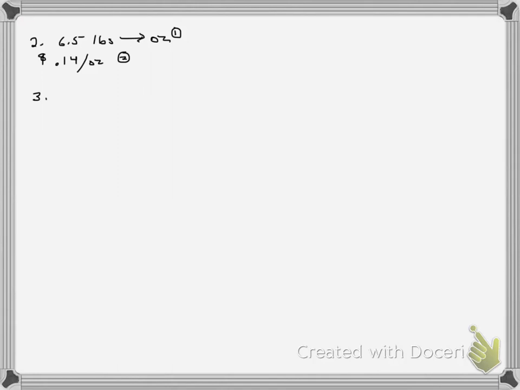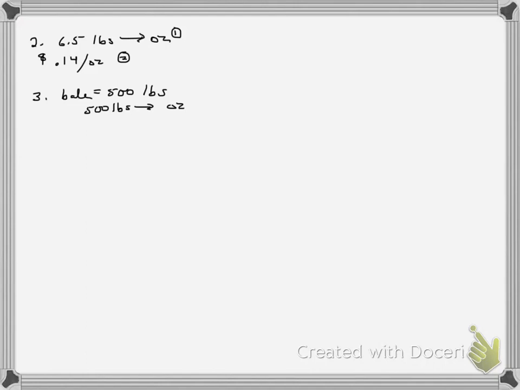Number 3 has 2 individual questions. It says a bale of cotton is 500 pounds. So there's a new conversion factor for you: 1 bale is 500 pounds. So how many ounces is a bale? Well, if it's 500 pounds, how many ounces is that? We're going to multiply by 16, and that tells me how many ounces are in a bale.